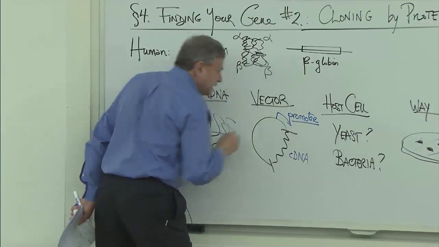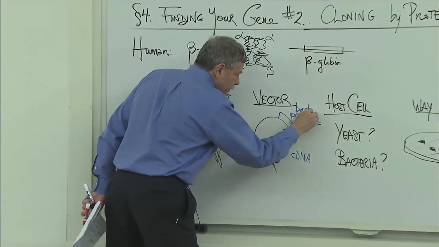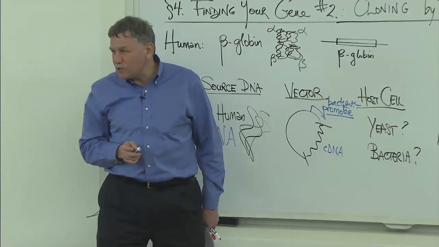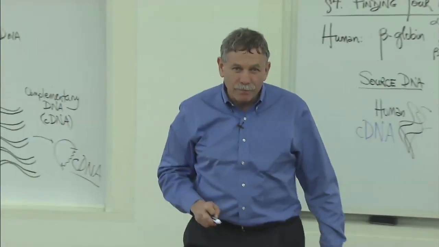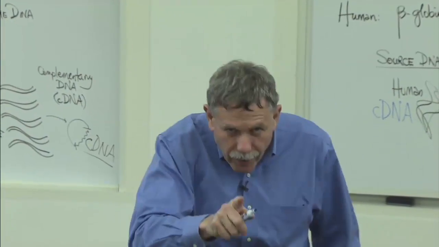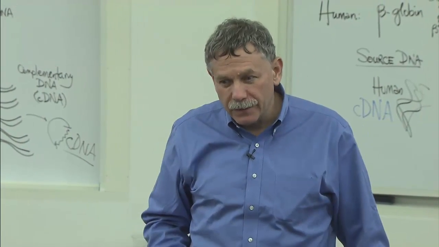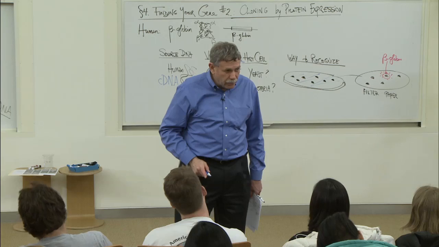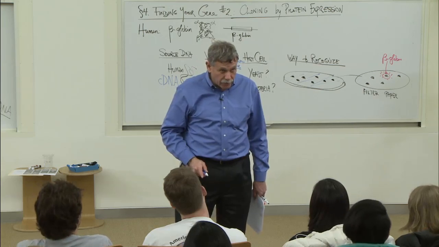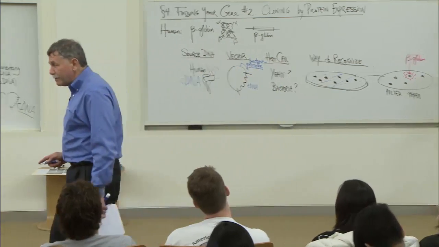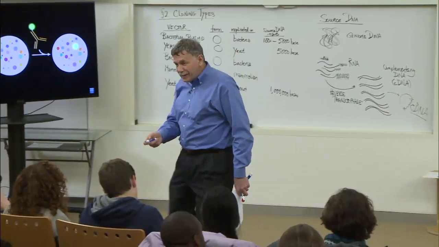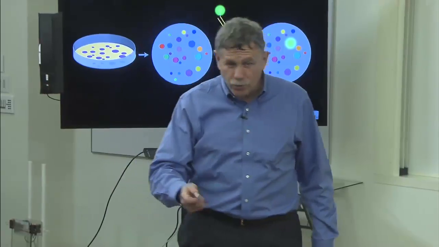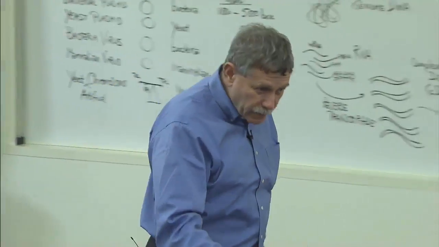So if we have a bacterial promoter that bacteria recognize, and a cDNA that has already been spliced, then what will this bacteria do? It will use that promoter, it will make RNA, and it will translate that into protein. What have we just invented? The biotechnology industry. This is how you can make human insulin, human growth hormone, human erythropoietin.